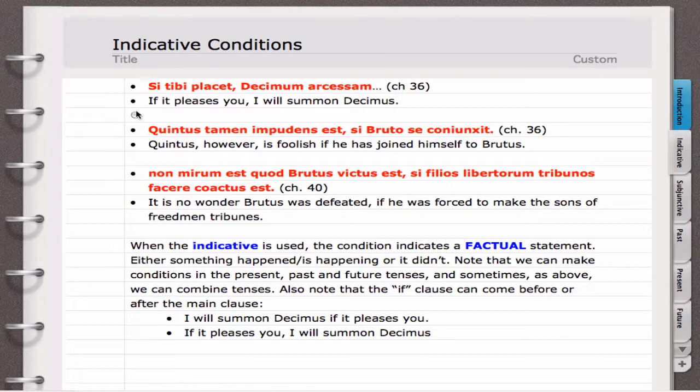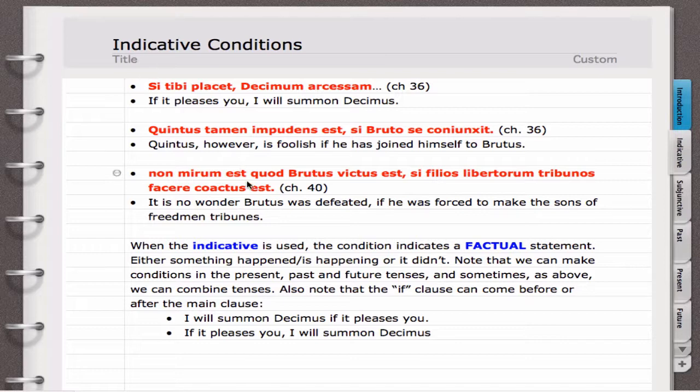Here are some examples that we've seen. If it pleases you, I will summon Decimus. Like at present tense, arcessam, future tense, no problems there. Same thing in the next two examples. Quintus, however, is foolish if he has joined himself to Brutus. Notice in this one that the if part comes after the main clause. That can happen, and sometimes that can be a little tricky. But here, not a big deal. You're translating it straight up.